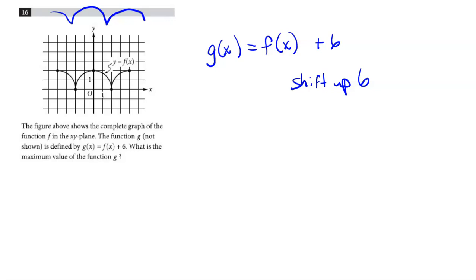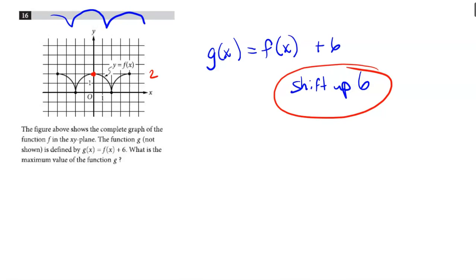What is the maximum value of g? Well, right now the maximum value of f, the maximum height, is sitting right here at 2. So if we shift it up by 6 this way, it's going to put our new top right here at 8. So the correct answer here is 8.